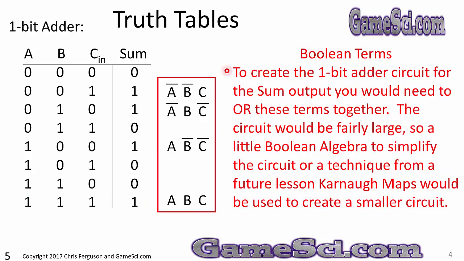To create a 1-bit adder circuit for the sum product, you would need to OR these terms together. The circuit would be fairly large, so a little Boolean algebra to simplify the circuit, or a technique from a future lesson, Karnaugh maps, would be used to create a smaller circuit. But basically, if it's this input, or that input, or that input, or that input, we should output a 1 for the sum.